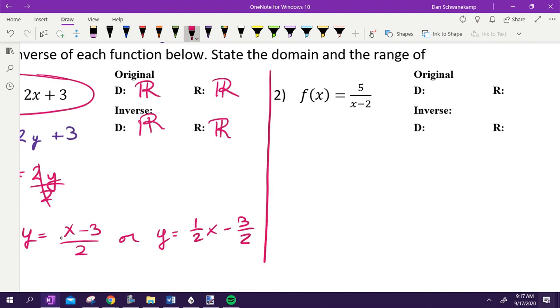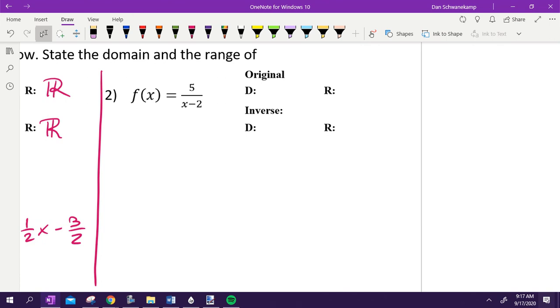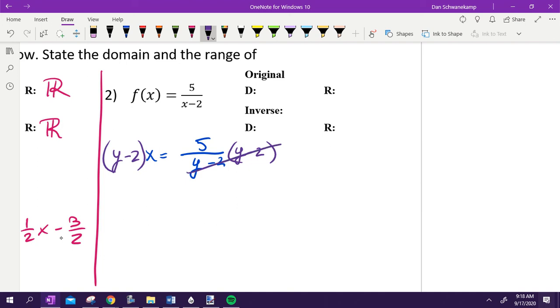Let's do number two. Number two, 5 over x minus 2. We're going to find the inverse. So if I'm finding the inverse, I'm going to flip x and y first. Then I want to get y by itself. I'm solving for y. What do I need to do at this point to get y by itself? Yeah, we want to get rid of that y minus 2 on the bottom. So we're going to multiply both sides by y minus 2. Over here, that's going to cancel. I get y minus 2 times x is all equal to 5.